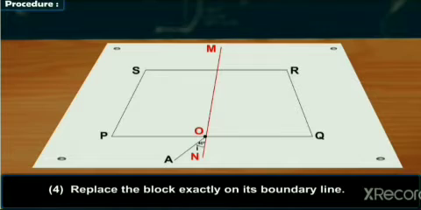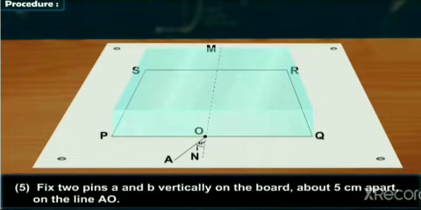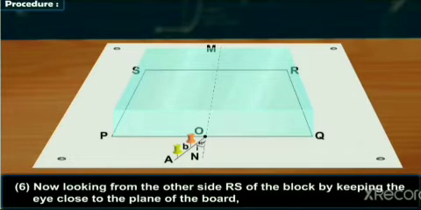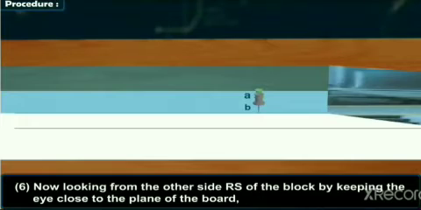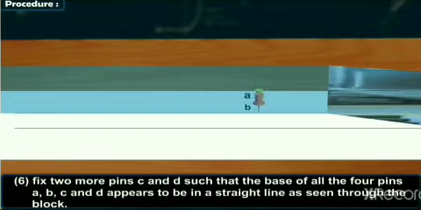4. Replace the block exactly on its boundary line. 5. Fix two pins A and B vertically on the board about 5 centimeters apart on the line AO. 6. Now looking from the other side RS of the block by keeping the eye close to the plane of the board, fix two more pins C and D such that the base of all the 4 pins A, B, C and D appears to be in a straight line as seen through the block.